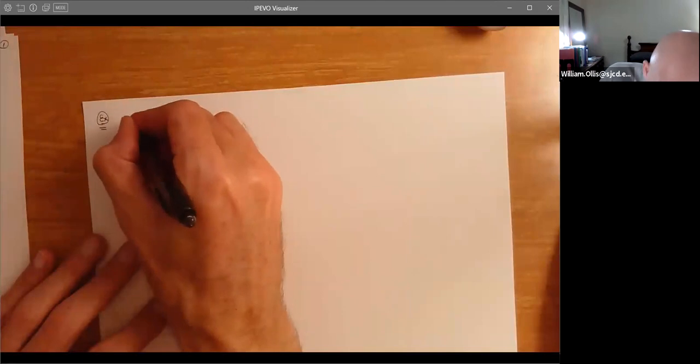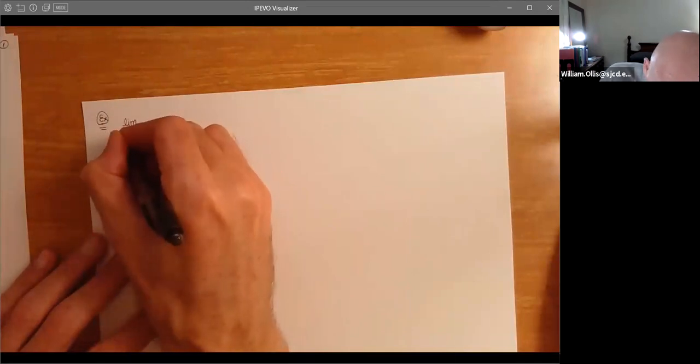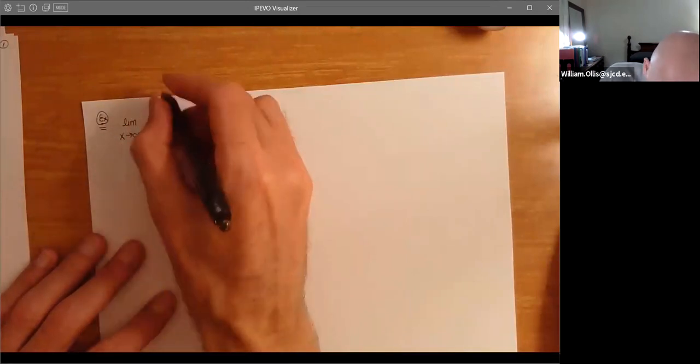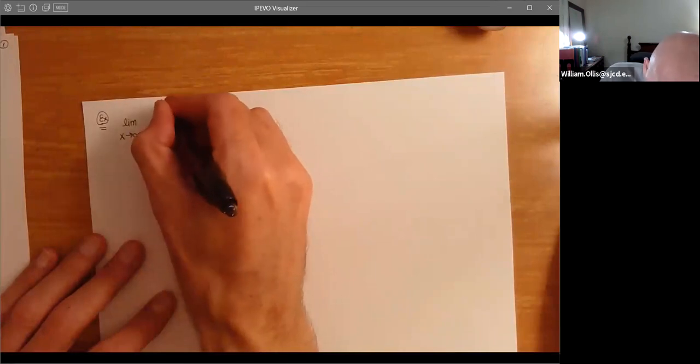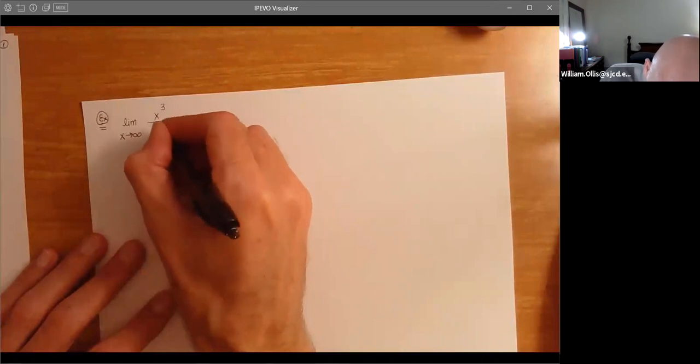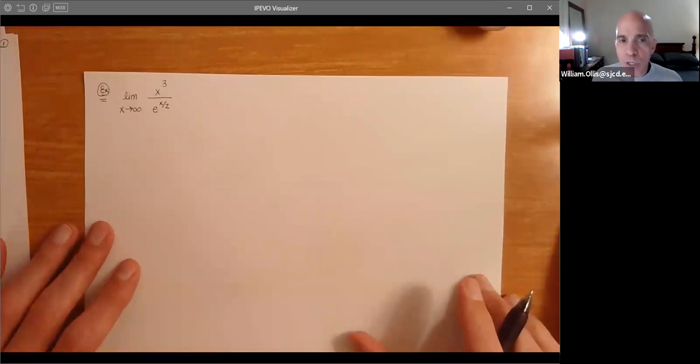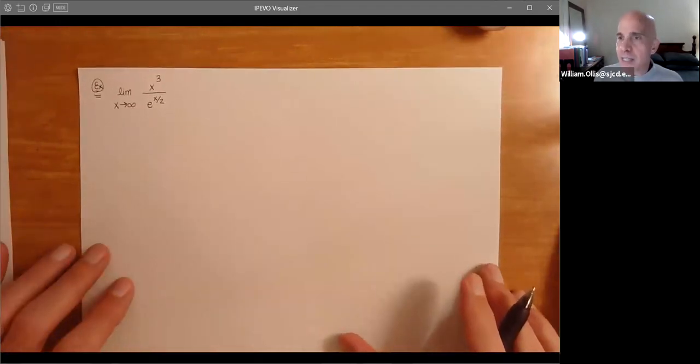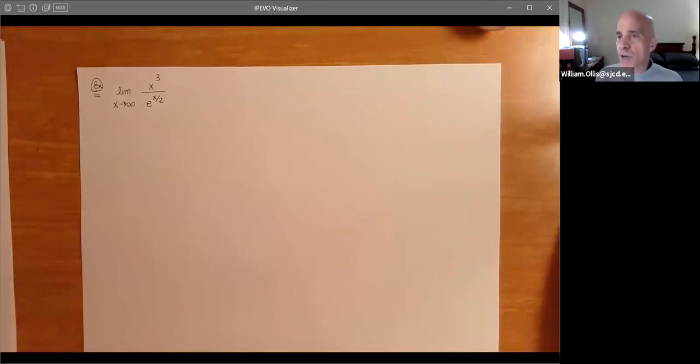So now we have the limit as x approaches infinity. Now we're going to flip it around: x cubed over e to the x over 2. So here's an example where we can actually use L'Hopital when we're looking at limits at infinity. And this is really important because we think to ourselves, as x becomes infinite, how do these functions compare rate-wise?